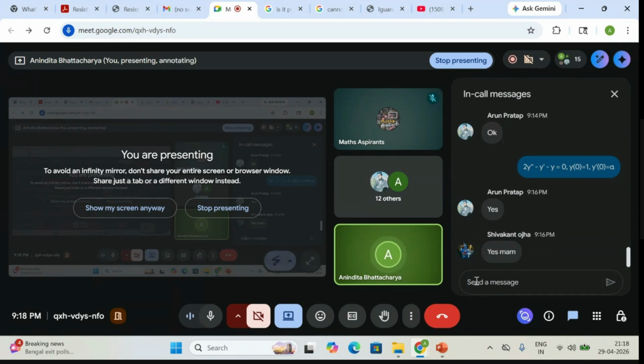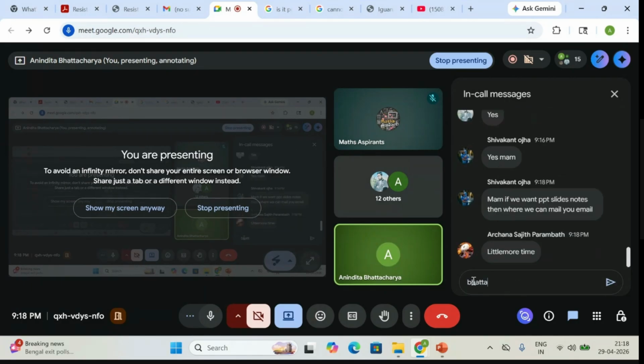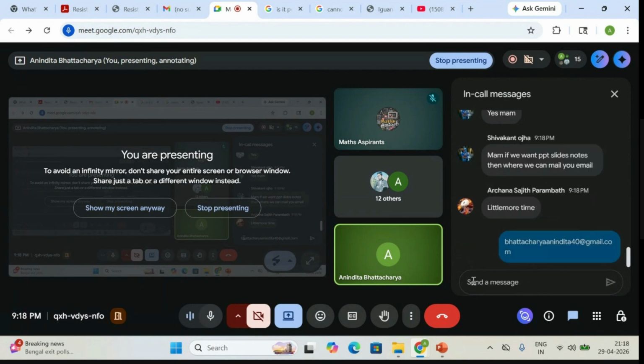Should I show you the solution, or do you want some more time? My email ID is this. Yes, Archana, you'll get some more time. Shivam just wants my email ID.